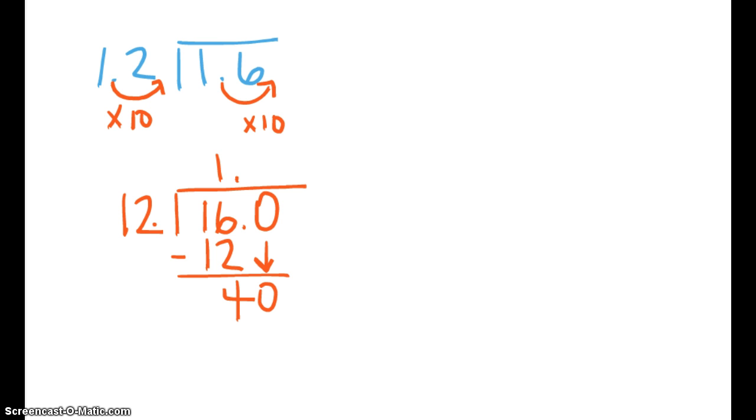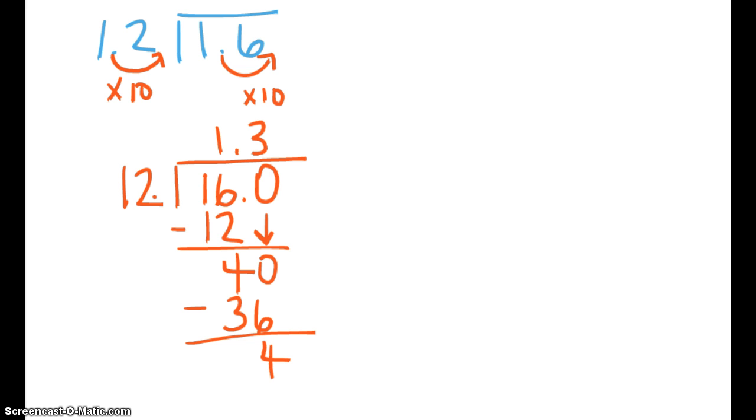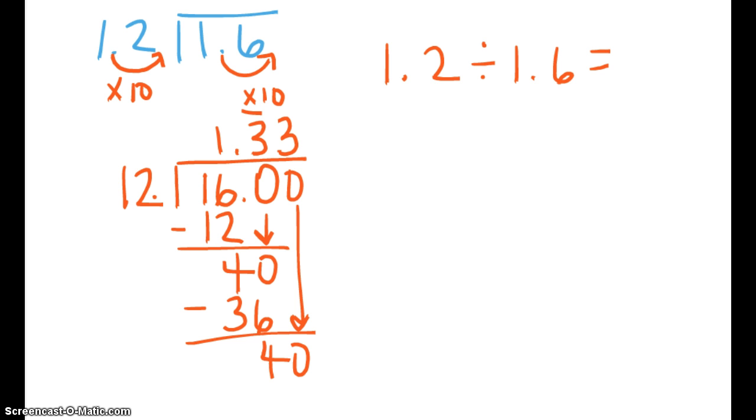12 into 40, 3 times. 3 times 12 is 36. And I see what is happening here. I'm going to bring down another 0. What is happening here is I'm getting a repeating decimal. So that is going to repeat. So 1 2/10 divided by 1 6/10 is 1 3/10 repeating.